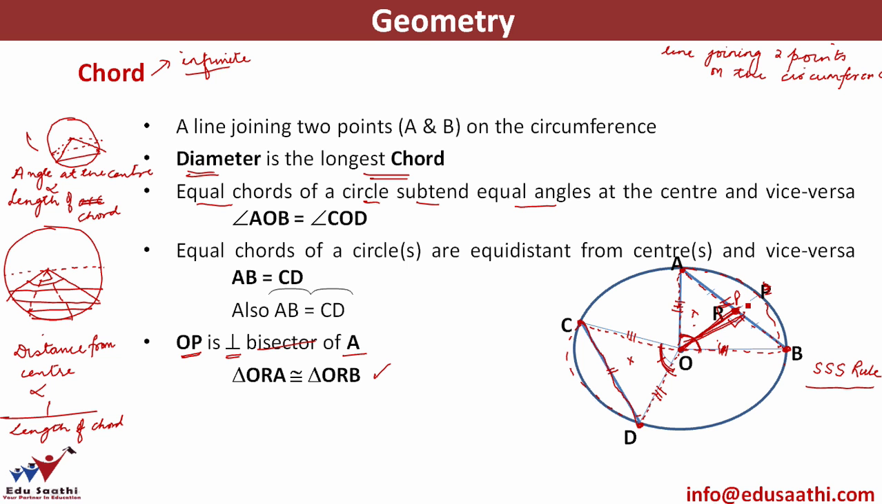So what I need to understand is, first, equal chords subtend equal angles at the center. Equal chords are equidistant from the center, and a line joining the midpoint of the chord to the center of the circle is always perpendicular to the chord, or a line drawn perpendicular from the center of the circle will always bisect the chord.